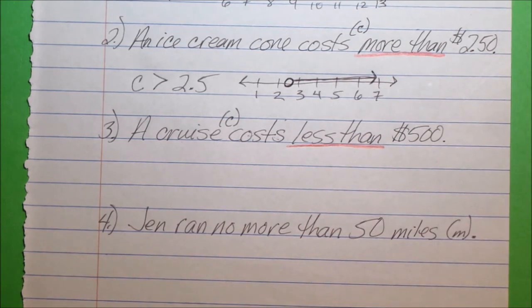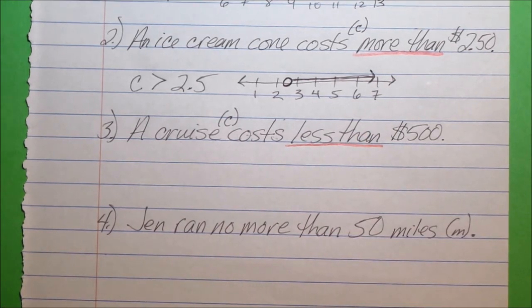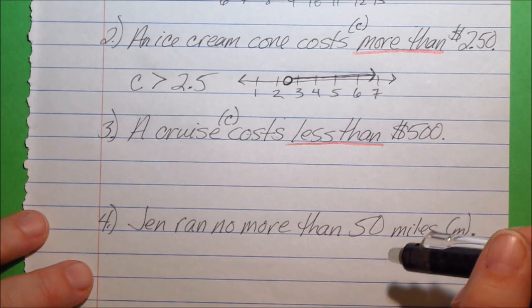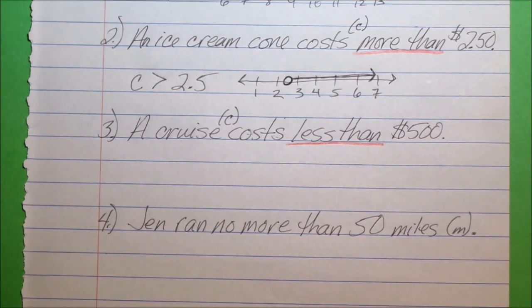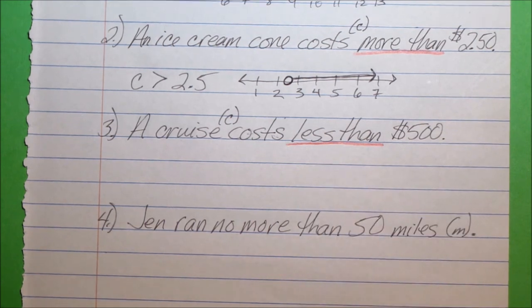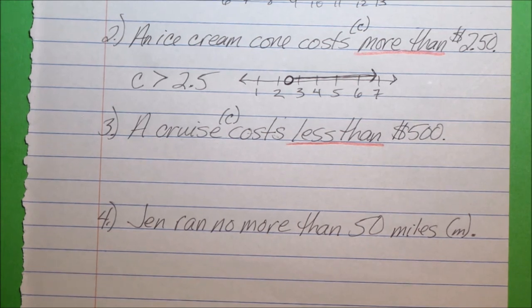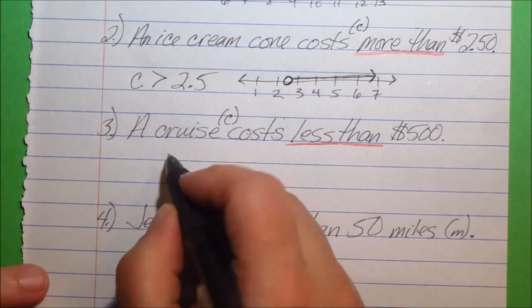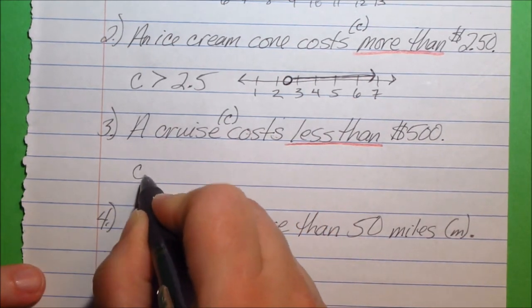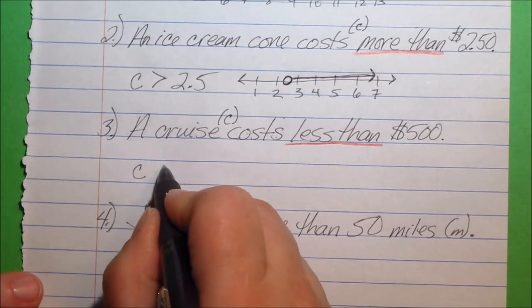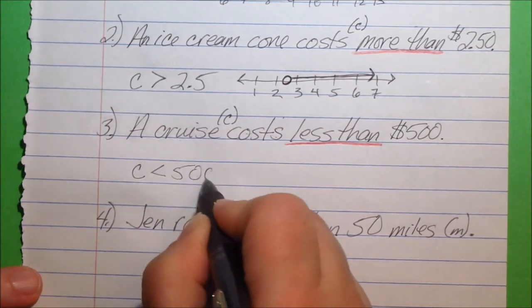All right, less than. So if it costs less than $500, could it possibly cost $500? No. It says less than $500. So maybe the cruise costs $499.99. Okay, but it does not cost $500. So my inequality statement would be C is less than 500, right?